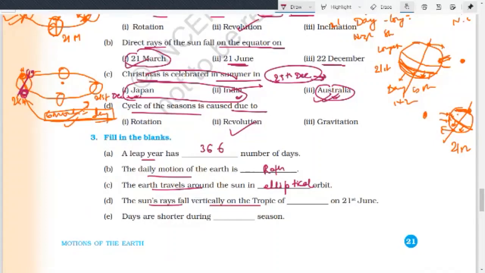The sun's rays fall vertically on the what? On 21st June, because on 21st June there is summer solstice in the northern hemisphere. So on the Tropic of Cancer, the sun's rays will fall directly. Days are shorter during which season? You have to think about it. Days are shorter during the winter season and nights are longer in this winter season.